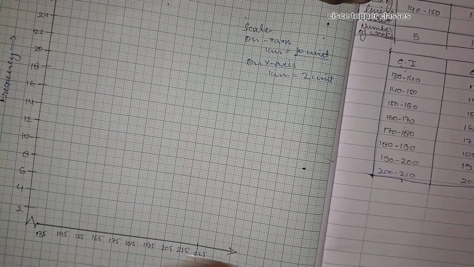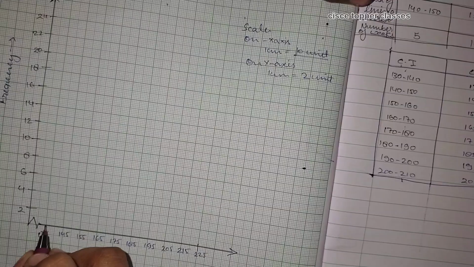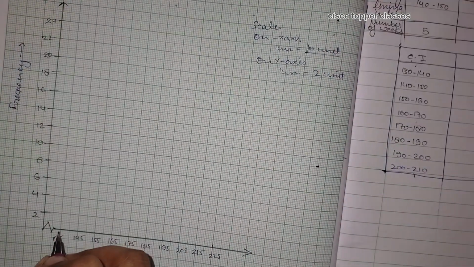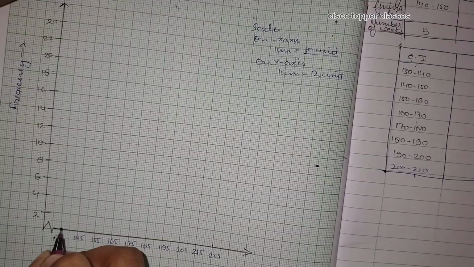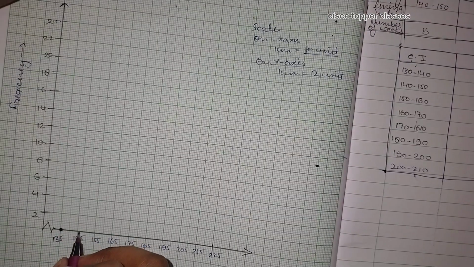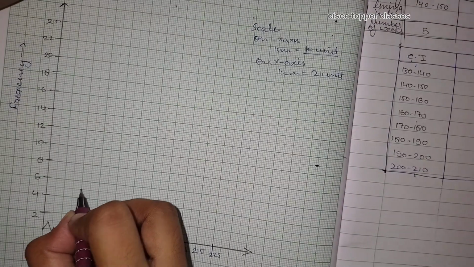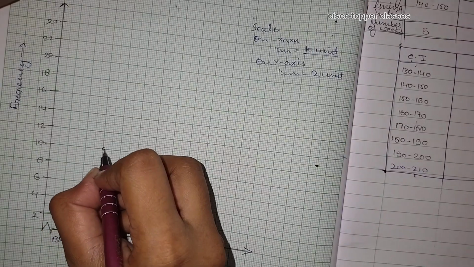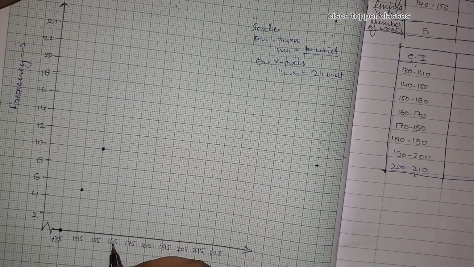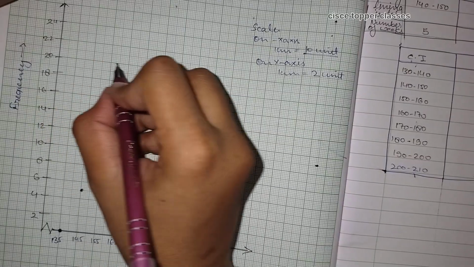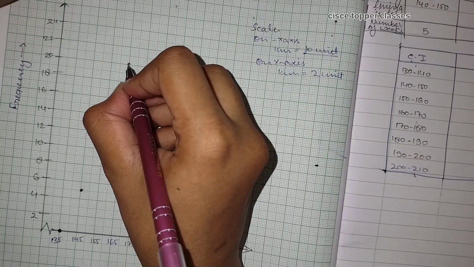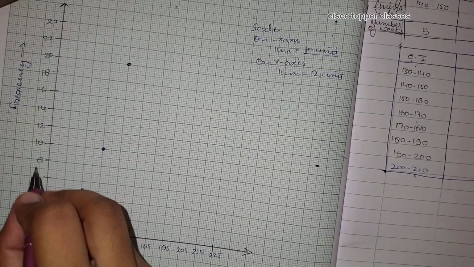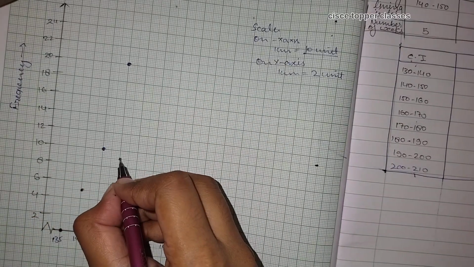Here we have previously drawn the frequency polygon outside line. So this will be 135 and 0. Somewhere here will be the point, again 145 and 5. So this will be somewhere here. Afterwards 155 and 10, so this will be here. Then 165 and 20, so this will be somewhere here. Afterwards 175 and 9, so 9 we can mark somewhere here.